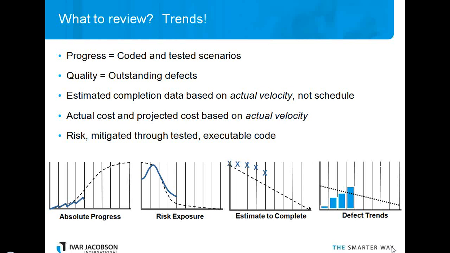Estimate to complete based on the actual velocity, the actual productivity of the project team, is useful to know to see whether you're actually as productive as you need to be to finish by the end. And defect trends, of course, it's important to look at that to see whether you are going to get the defects down to an acceptable level before the project is actually shipped or before it's put into production. Next slide, please.